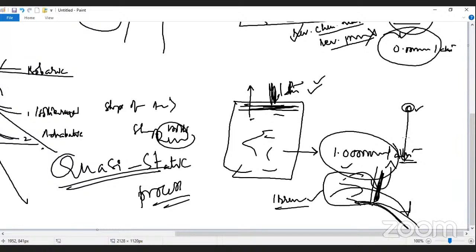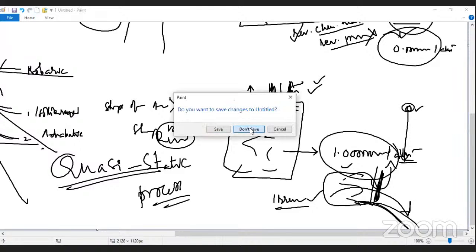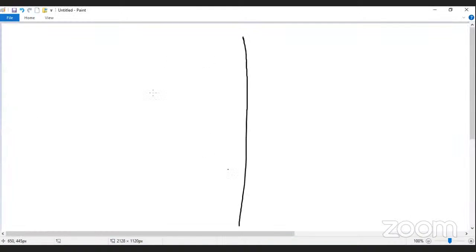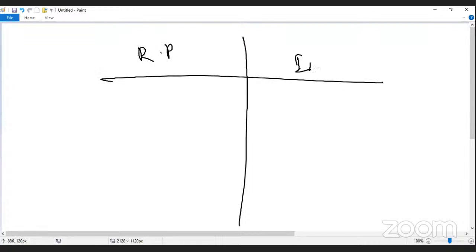Whereas a quasi-static process or a reversible process is ideally impossible. This is the main difference. Write down reversible process and irreversible process. Write two columns and write down the differences between them. So just partition your page. This is the reversible process, this is the irreversible process.